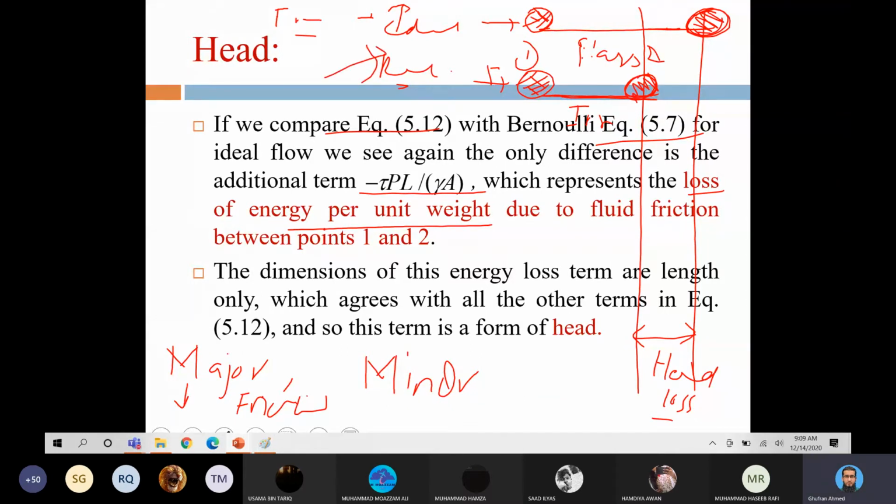Just like this one we have discussed so far, whereas all the other losses, for example, sudden turning, sudden fall in a pipe elevation, sudden expansion, contraction, etc. So all these losses come under the minor losses. Minor head loss, major head loss. The loss due to friction is very large as compared to other small losses. Therefore, we consider it as a major loss.